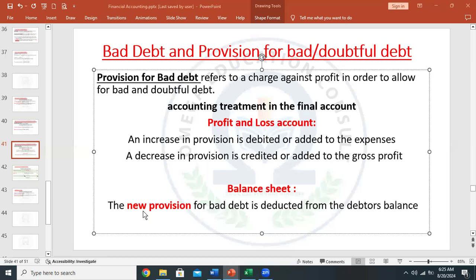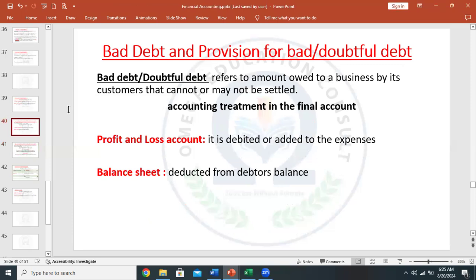So let me wrap up on this bad debt and provision for bad debt. We have just agreed that bad debt simply means a debt that is deemed irrecoverable, or the debtors may not or cannot pay or settle. If you see bad debt in the additional information, you take it to your expenses in the profit and loss account. In the balance sheet, you less from debtors. Okay. I gave you the other scenarios. If it is only in the trial balance, you don't take it to the balance sheet. You only take it to your expenses because it's an expense.